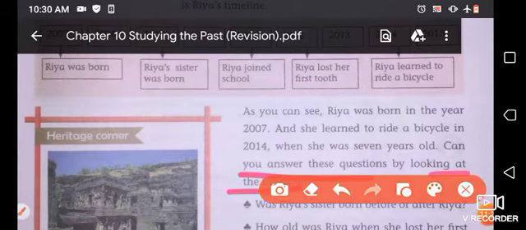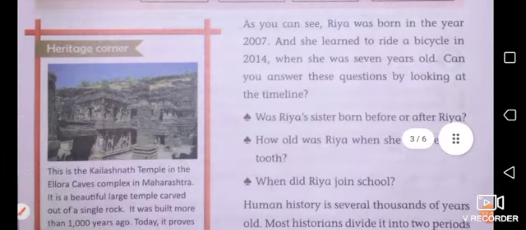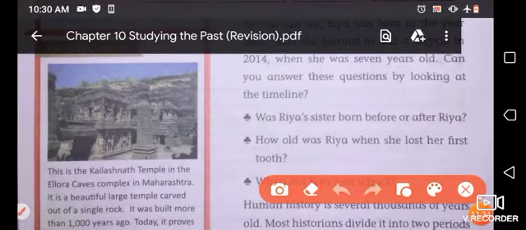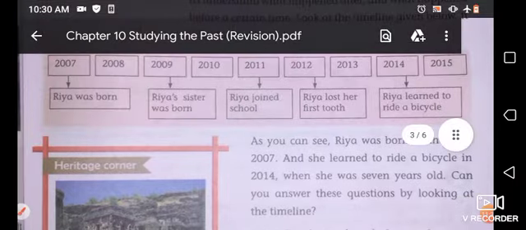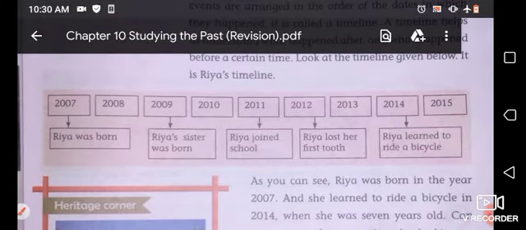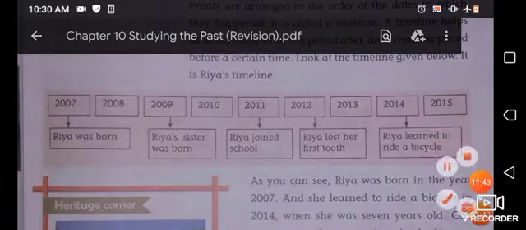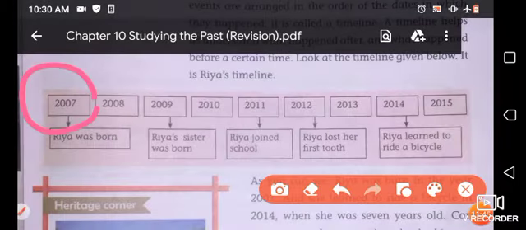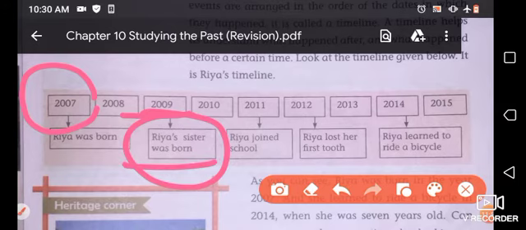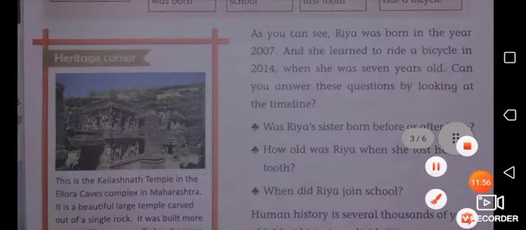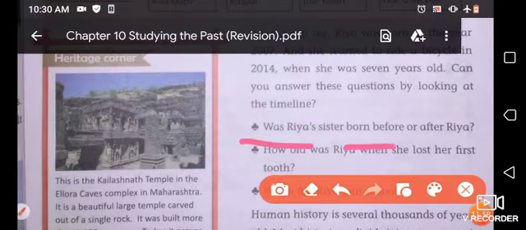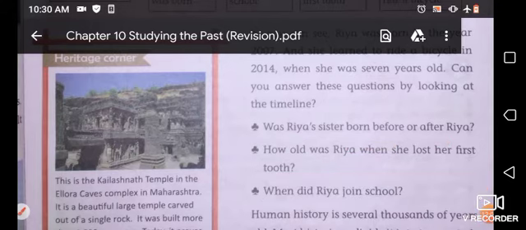Can you answer these questions by looking at the timeline? Was Riya's sister born before or after Riya? To answer this question, you have to look at this timeline. First Riya was born, and then Riya's sister was born. So Riya's sister was born after Riya, not before Riya.